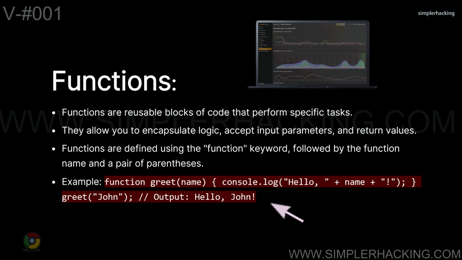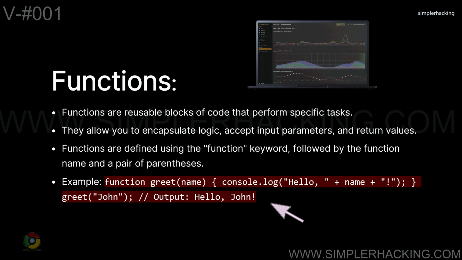Take a look at this example. This function, when called with the argument John, will output hello John to the console. Functions can accept parameters, which allow us to pass data into them. They can also return values, allowing them to output data back to the part of the code where they were called. By using functions, you can create reusable blocks of code, making your script development more efficient and your scripts easier to maintain.